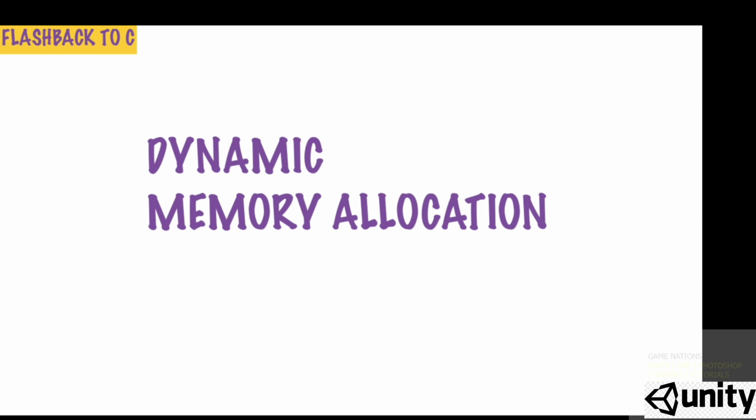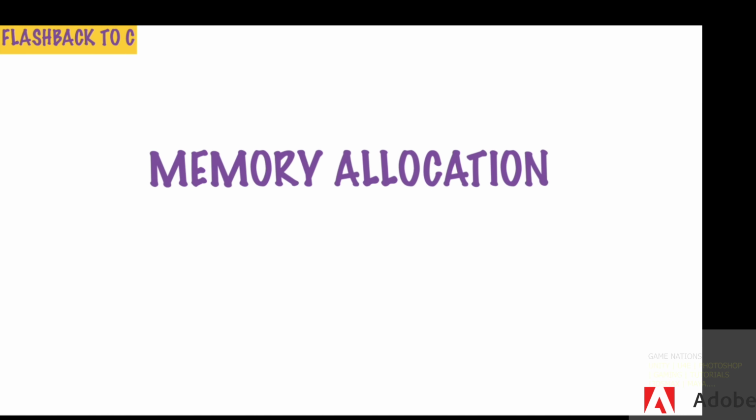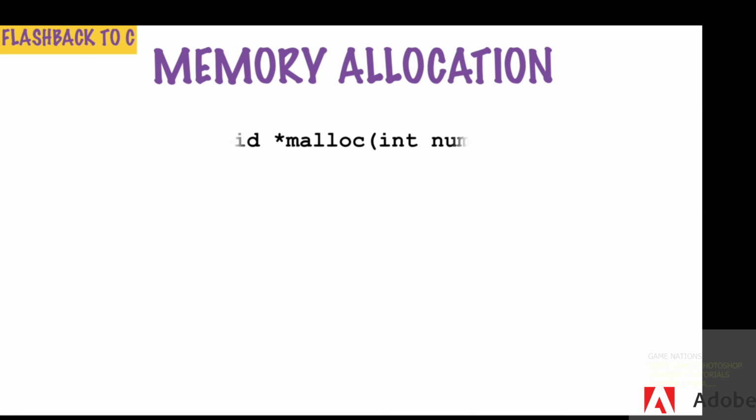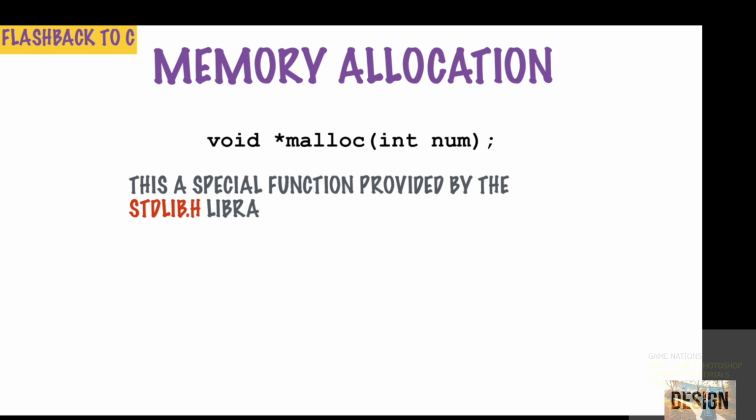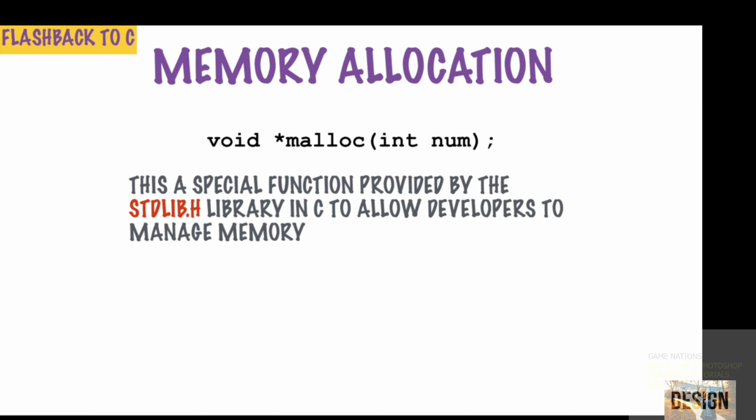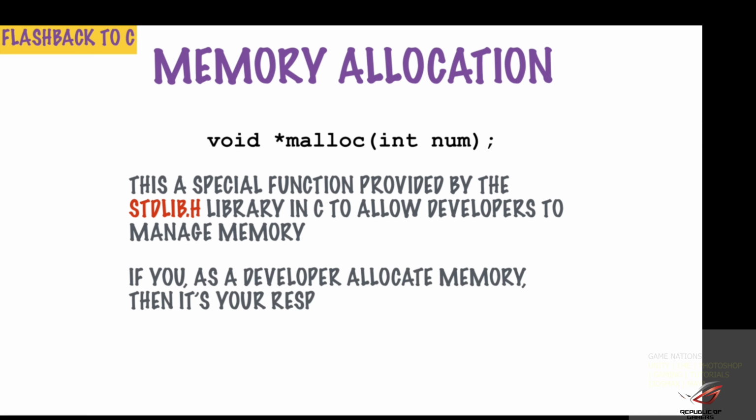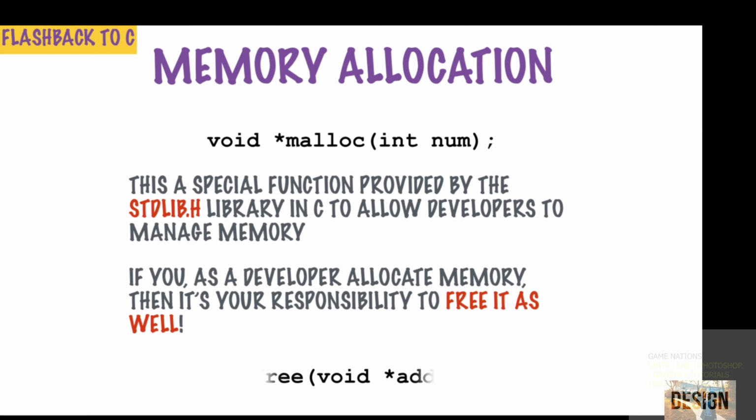A trip down memory lane to talk about dynamic memory allocation in C. There are two common keywords that we used, one to allocate memory and one to free memory. Malloc is a special function which was provided by the stdlib.h library in C to allow developers to manage memory, allocate memory for their use. As a developer, if you allocated memory, you were responsible for freeing memory as well. And the function that you used to free memory was free, and you passed in the address of the memory that you wanted to free.